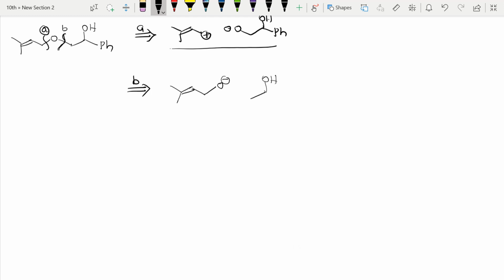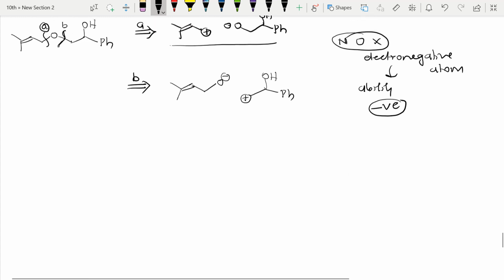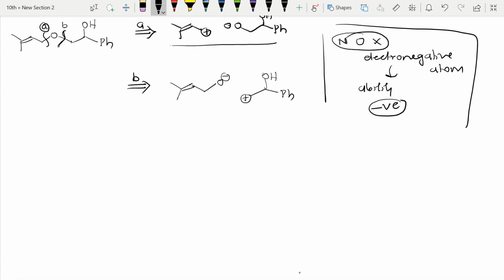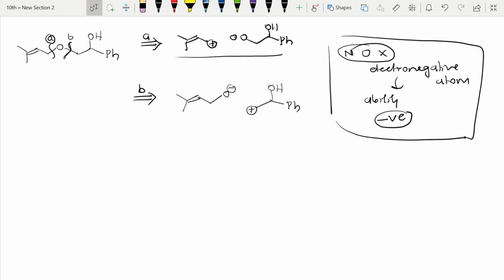You may ask, why sir, do you put the negative charge on oxygen, why not positive, and negative on this carbon? The reason I have also told. Nitrogen, oxygen and halogens are electronegative atoms, so they have the ability to hold a negative charge. So whenever I disconnect, I see to it that these electronegative atoms get the negative charge. I always disconnect like that.